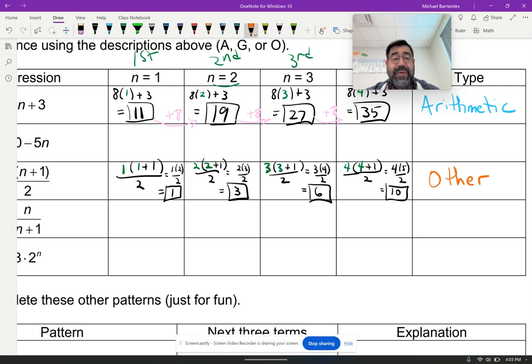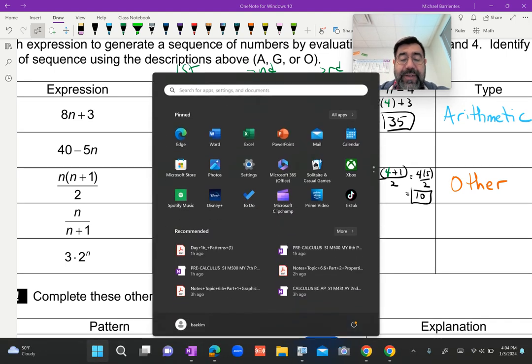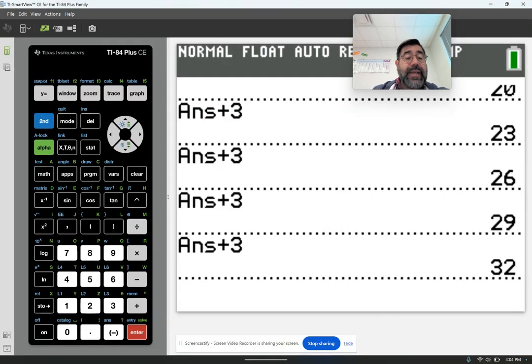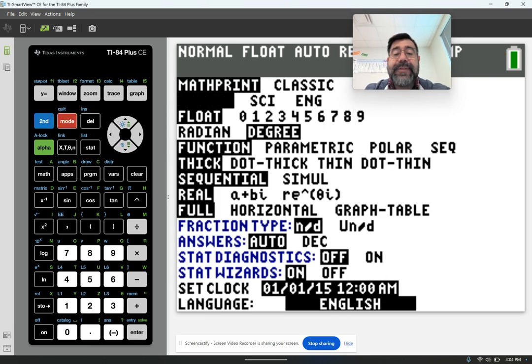So at this point, I do want to show you something because this is how it works. But in reality, we have a calculator, and the calculator can probably do things a little bit faster. And so I'm going to go to my calculator. And I'm not going to go here to the main screen, even though I am on the main screen. I'm going to go to mode.